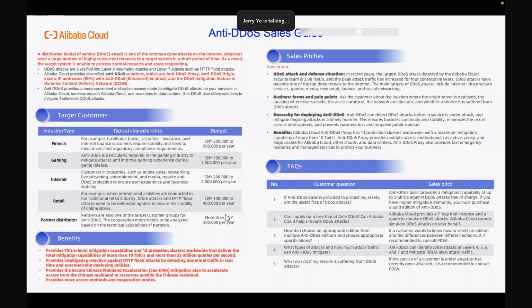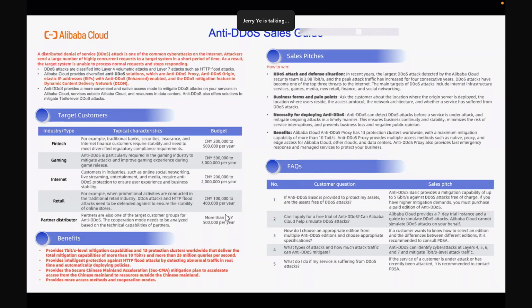Okay, so the benefits here, you can see the same as what we write here, and we can take a look at some customer questions. If anti-DDoS Basic is provided to protect my assets, are the assets free of DDoS attack? Of course not. Since the anti-DDoS Basic is free of charge, the customers no need to pay for it, and you can read the official documentation, and you will see.